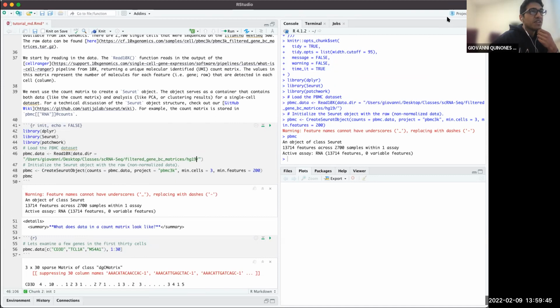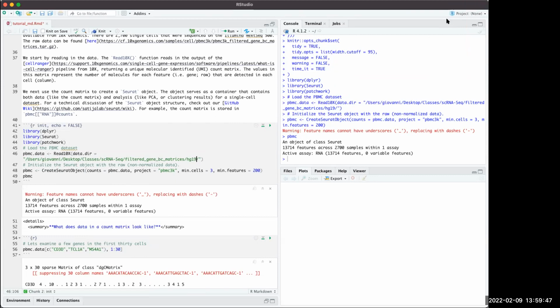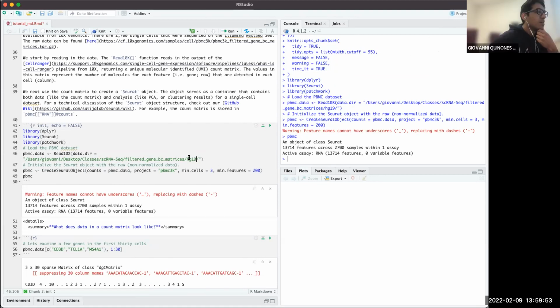I see somebody raising their hand. Somebody has a question about how you get the location path.